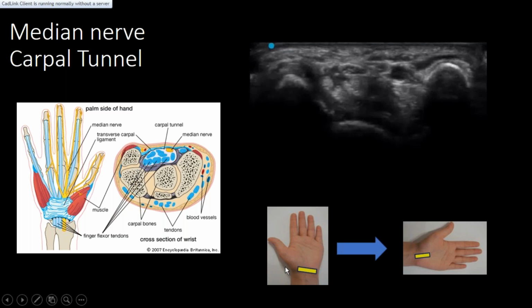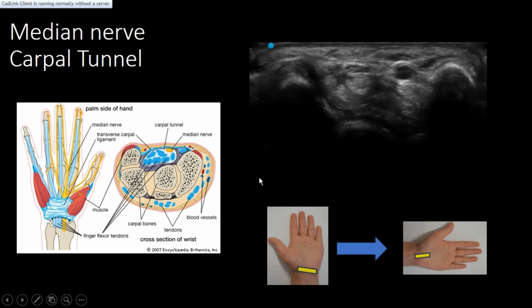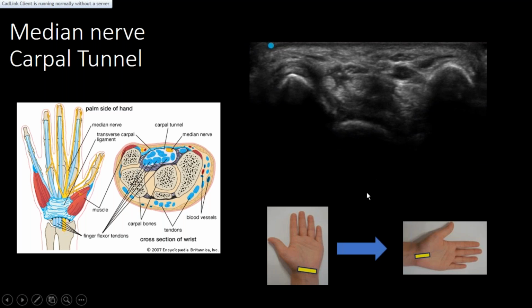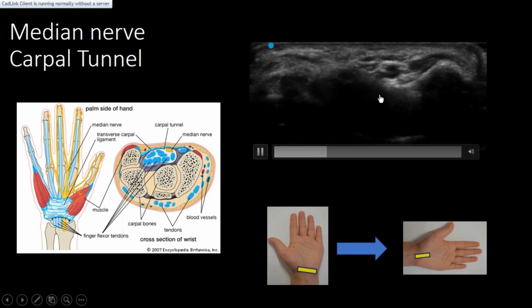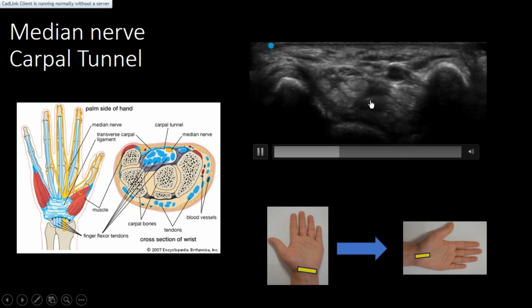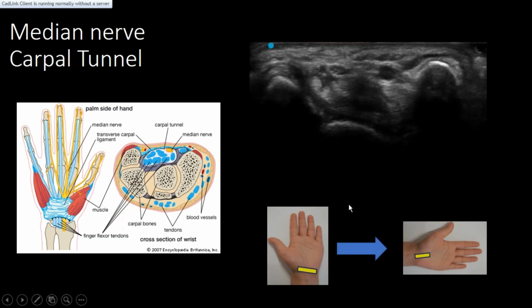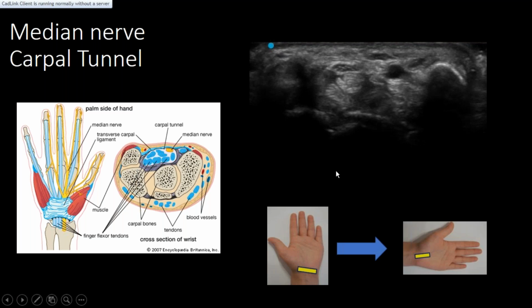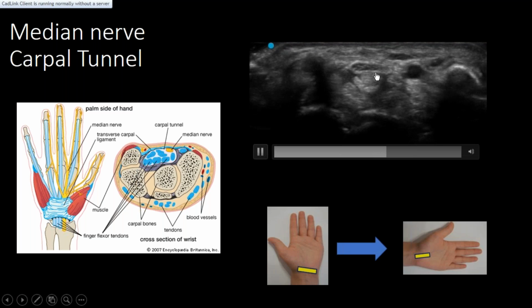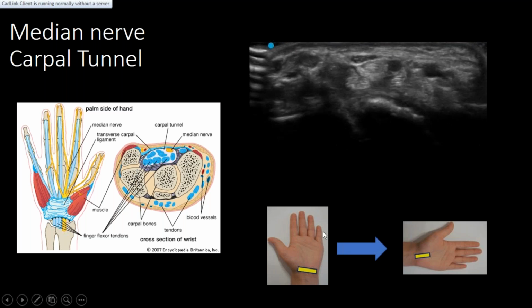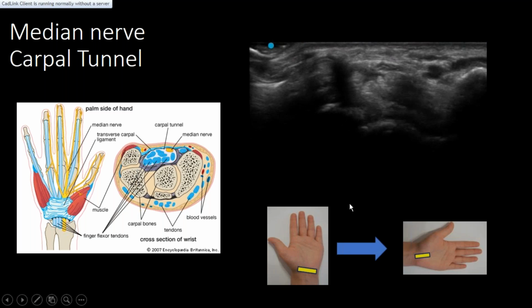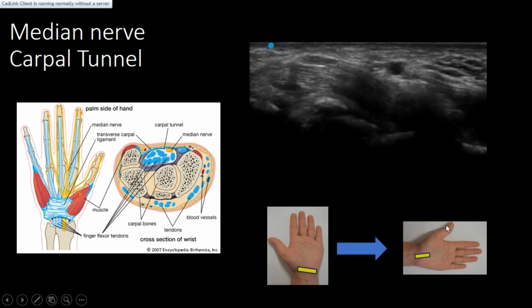So I'm starting with transverse view of the carpal tunnel and tilting my probe to identify nerve from the tendons which are underneath. And as you can see, if I tilt, the tendons become darker, and if I tilt back, they become brighter because of anisotropy of not being perpendicular to the tendons. And once I localize my median nerve here, I turn my probe 90 degrees to go long on it.